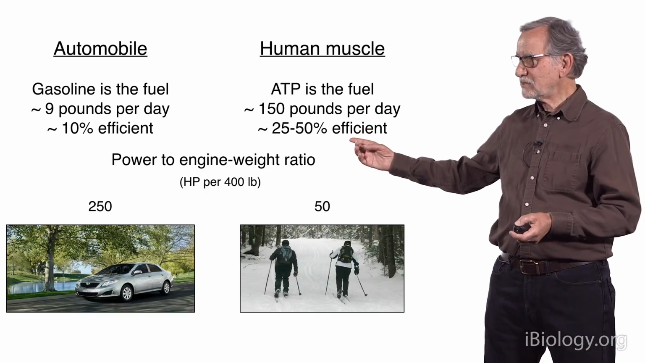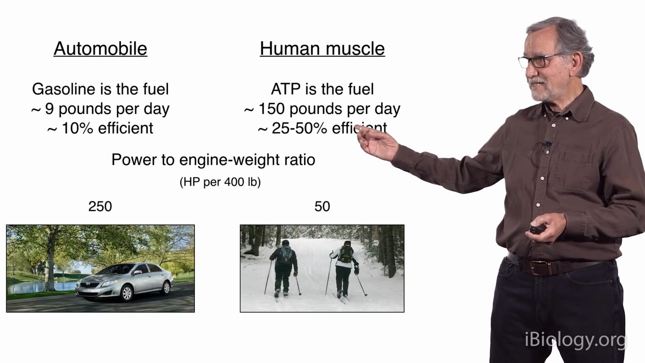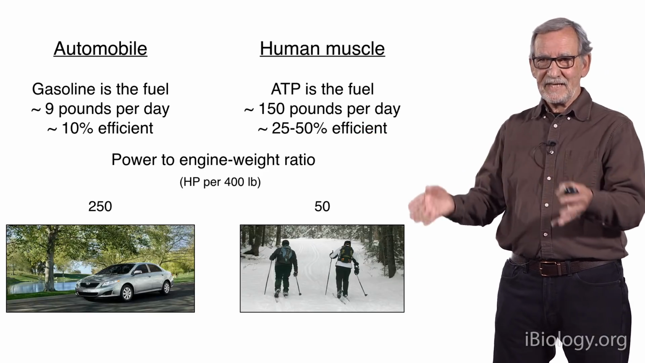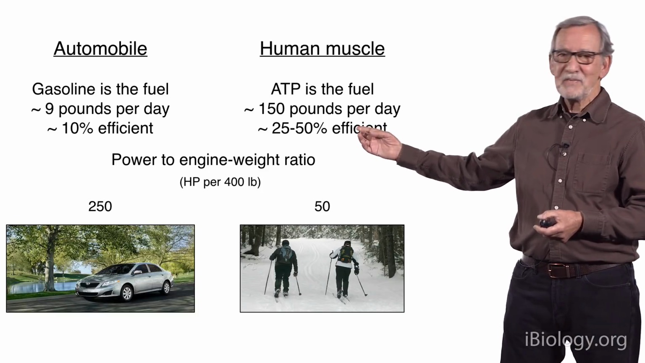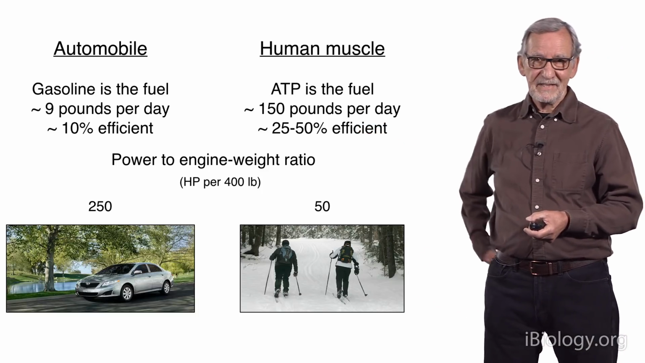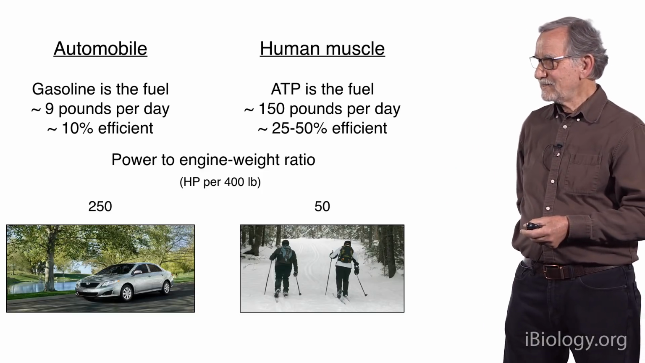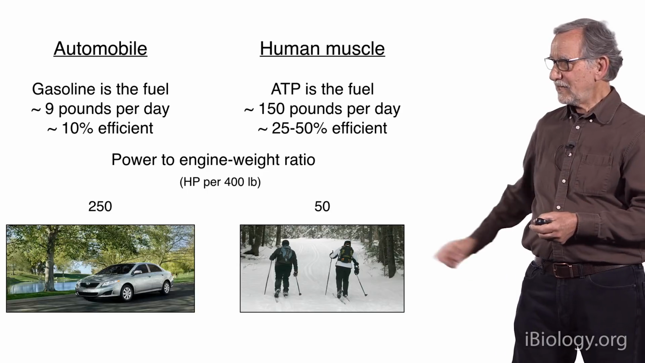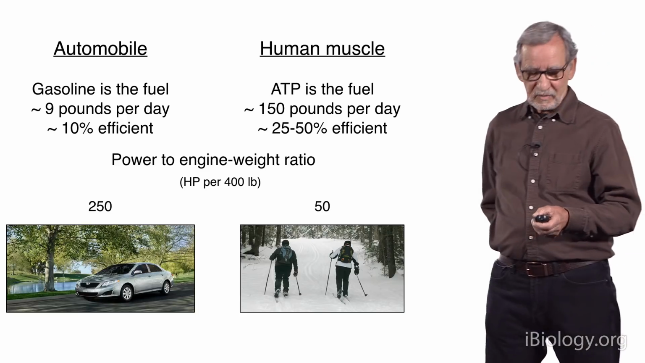Whereas in the muscle, if you count an ATP molecule being burned every time it's hydrolyzed into ADP and phosphate, you actually burn about 150 pounds of ATP a day doing just your normal routines. So almost your body weight of ATP is used. And the machine is much more efficient than that of an automobile.